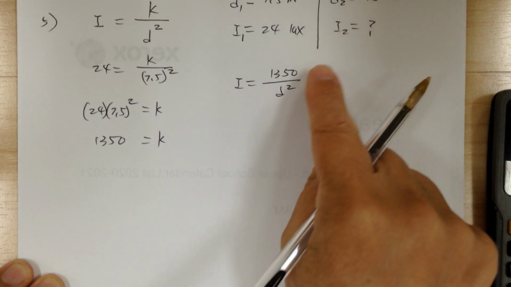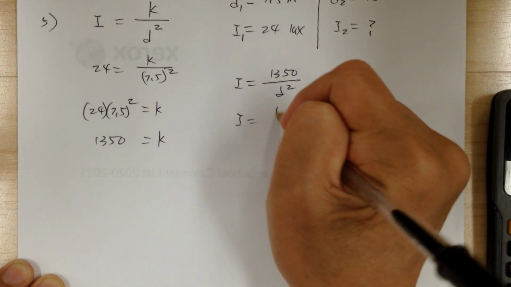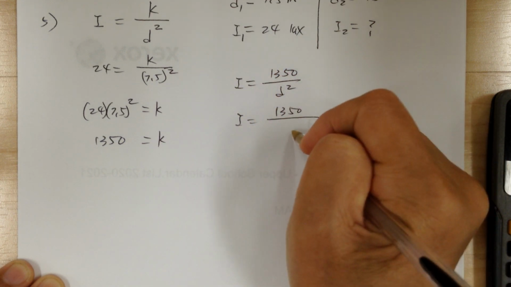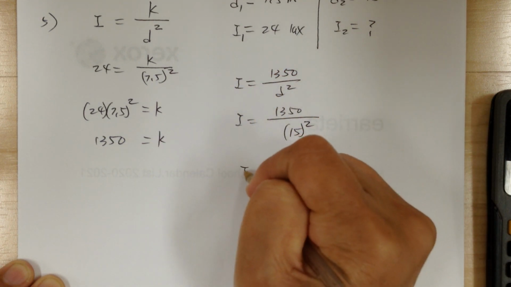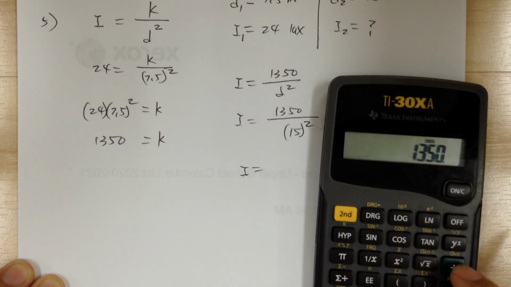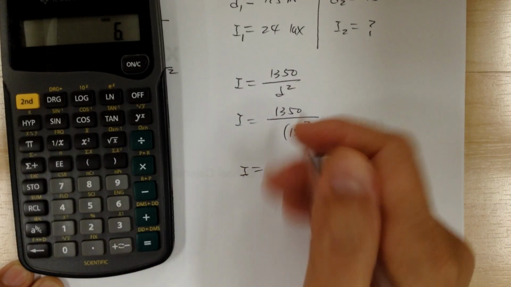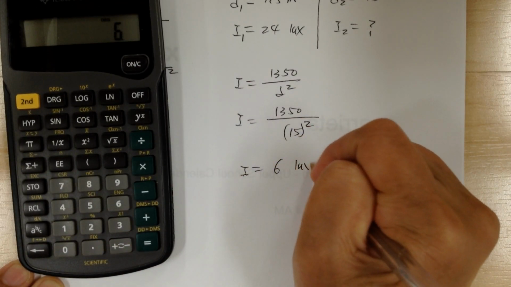Okay, so now we can use this equation to solve. So I equals 1350 divided by 15 squared. Okay, so we can divide by 15 squared. So that equals 6 lux.